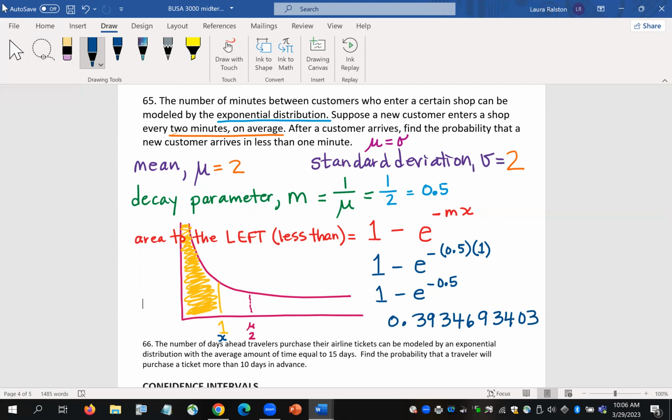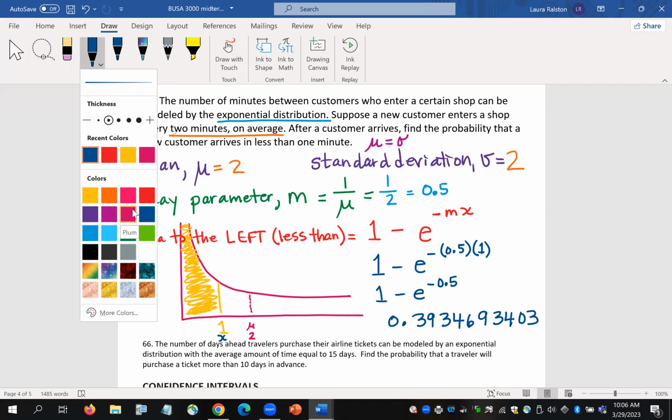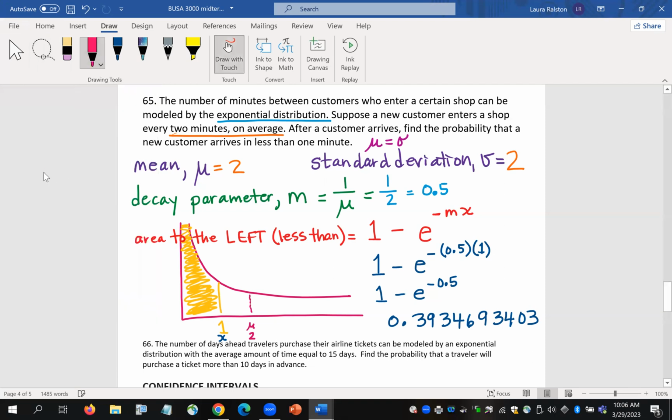It doesn't specify it here in this one, but usually on the test it will. And I usually ask you to round to 4 places. So I have a 4 in the 4th place, but the 6 is next door, so it's going to get bumped. So ultimately my answer here is 0.3935. It's about a 39% chance that a new customer arrives in less than a minute.